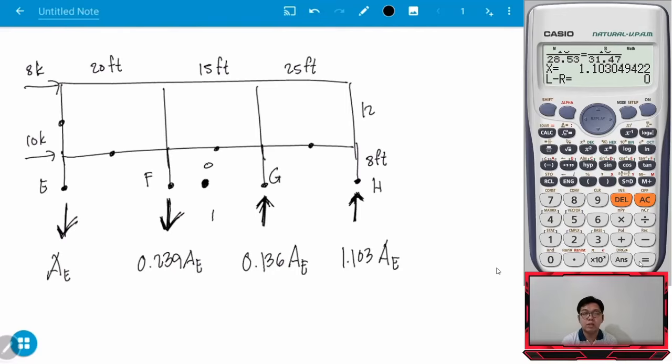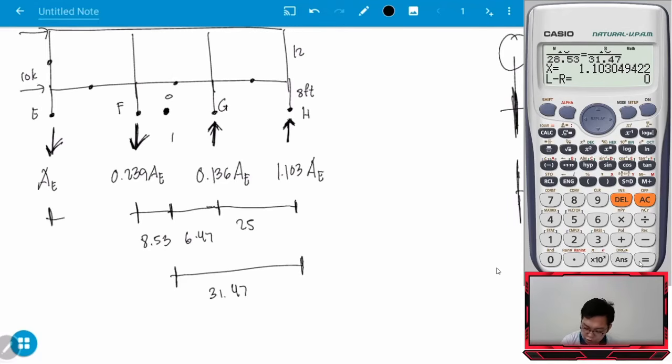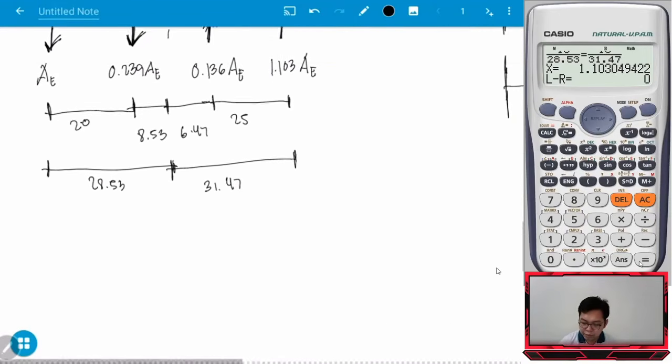So, clockwise is equals counterclockwise. Okay? So kailangan ko pala yung distances na to, no? So, ano nga ulit to? 8.53. Ito is 6.47, di ba? And then ito, nakuha natin to kanina, 31 kasi 25 kasi ito. So this is 31.47 and then ito, this is actually 20 lang to. Okay, so ito, this is actually 28.53. Okay, so anyway guys, I will try to sum up moments. So, paano ba to? Dito lang sa baba.